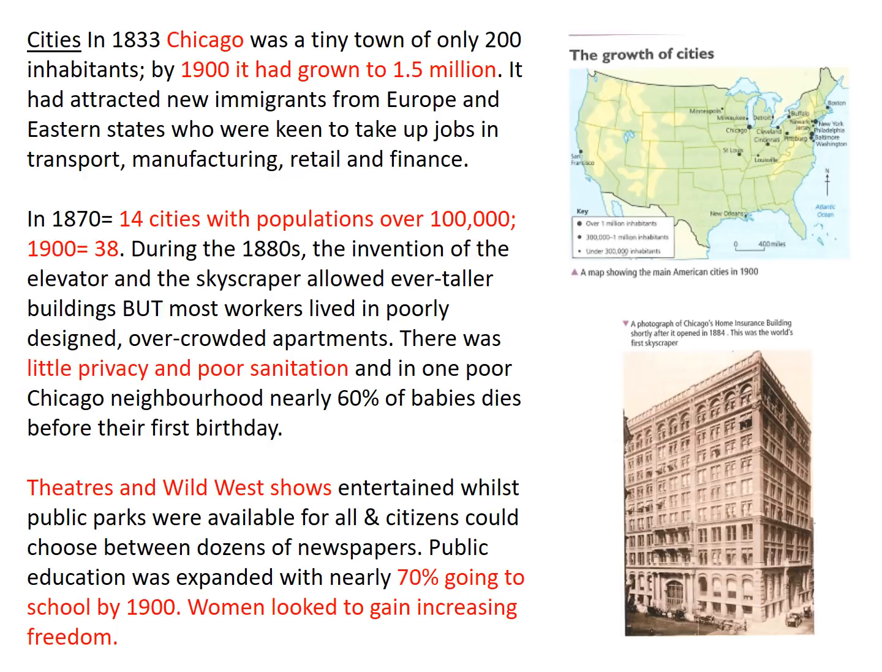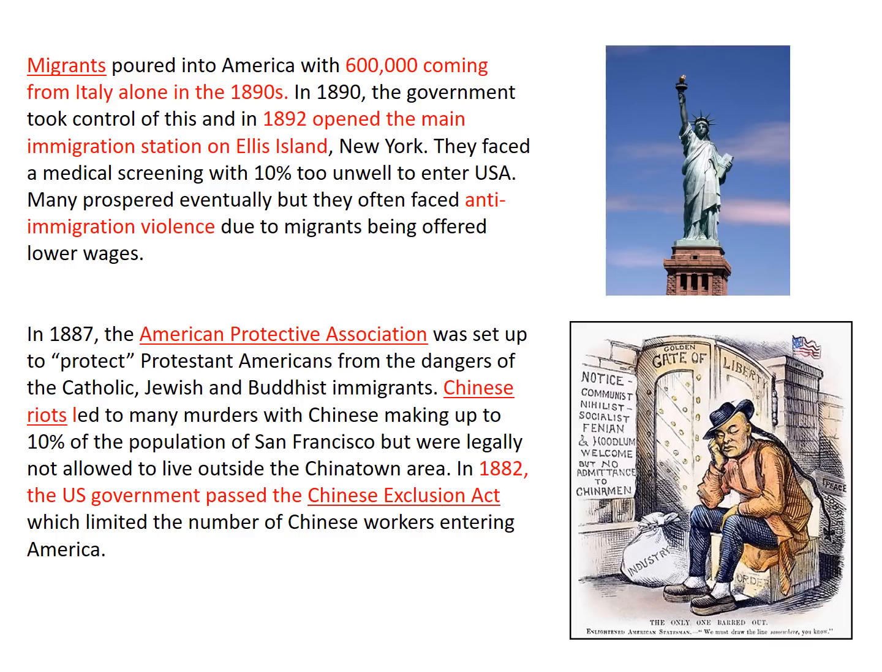cities, often it's poorly designed, it's overcrowded departments, there's little privacy, there's poor sanitation, and a frightening statistic there in Chicago where one neighborhood where nearly 60% of all babies die before their first birthday. There's some positives, there's theaters and there's Wild West shows, there's public parks, there's dozens of newspapers to choose from. 70% are going to school, women look to gain increasing freedom. So there's some positives in there, but for the average worker, life would have been very tough.